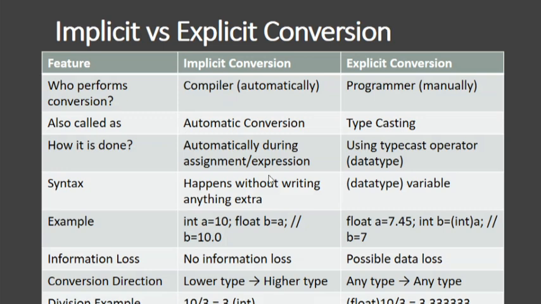Now, implicit versus explicit conversion. In implicit conversion, the compiler performs the conversion automatically; in explicit conversion, the programmer has to use the typecast operator manually. Implicit is also called automatic conversion. It is done automatically during the assignment expression, whereas explicit uses the typecast operator. Implicit happens without writing anything extra, because internally it converts one data type into another. But in explicit, I need to mention the data type compulsorily.